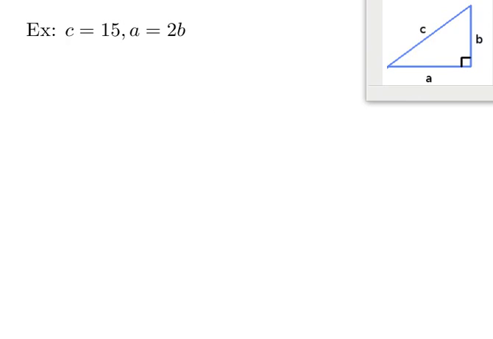So instead of writing this, I'll just do it. So we have a squared. So a squared is 2 times b.